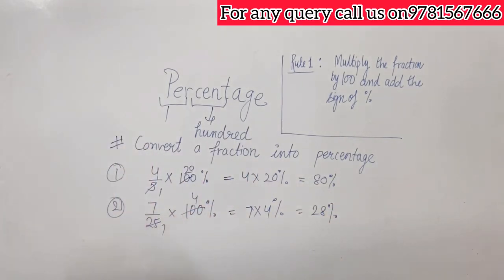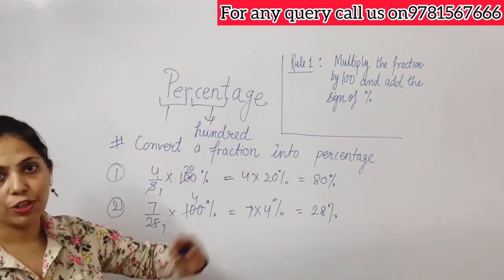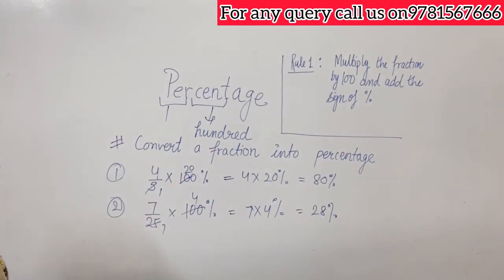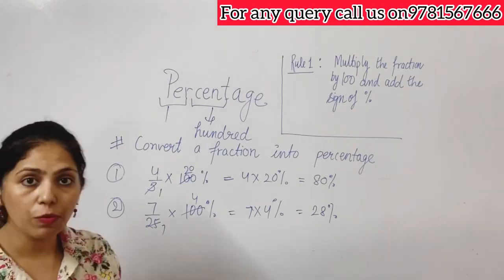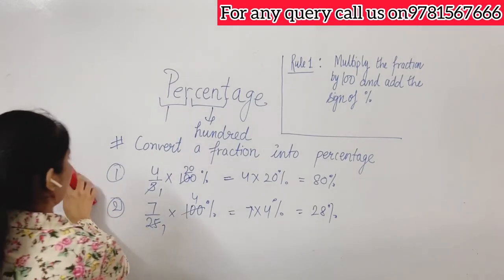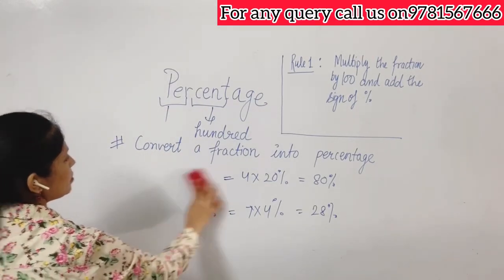Easy. Easy how to convert a fraction into percentage. The rule is multiply the fraction by 100 and add the sign of percentage. Now we'll take another question. I hope you have written along with me. So I'm just erasing these sums.